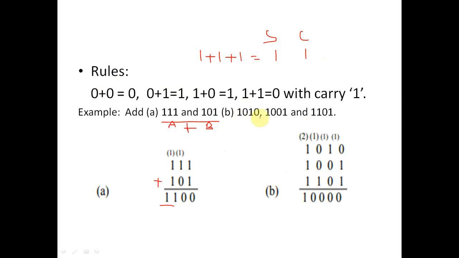Now the second example of addition. First number is 1 0 1 0. Second number is 1 0 0 1 1 0 0 1. And third number is 1 1 0 1 1 1 0 1. Look here, 1 plus 1 having a sum 0 with carry 1. Again 1 plus 1, sum 0 with carry 1. Again 1 plus 1, sum 0 with carry 1. So the final answer is 1. Here the addition and here also the addition.